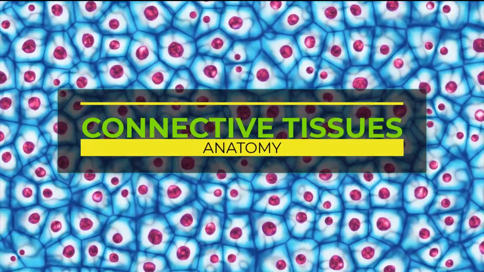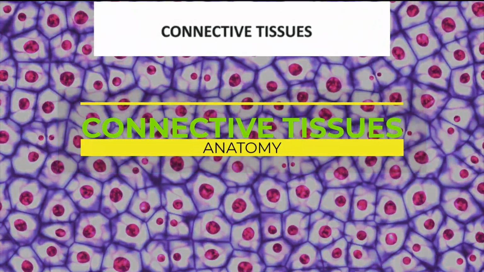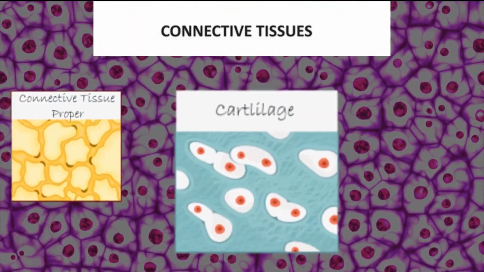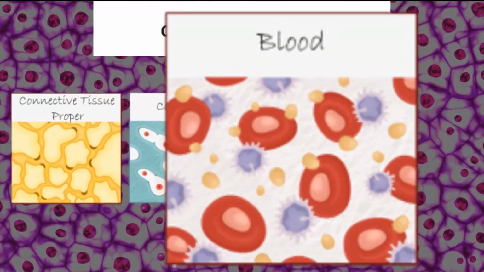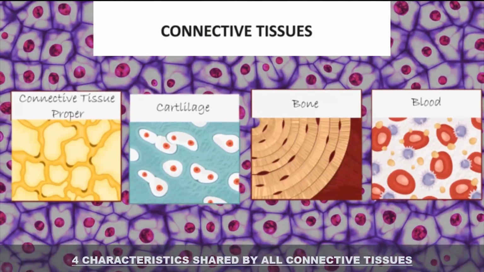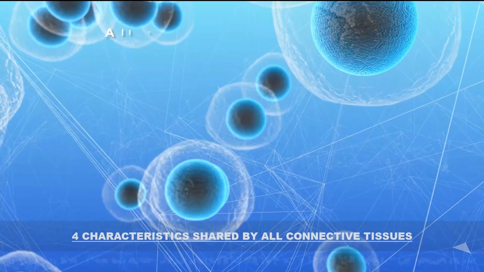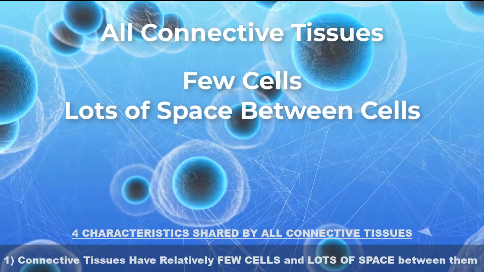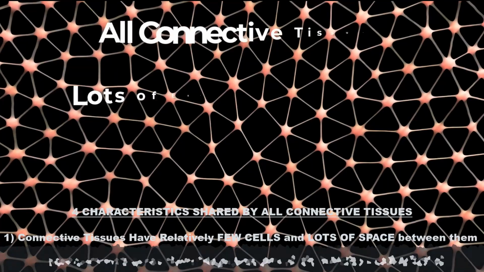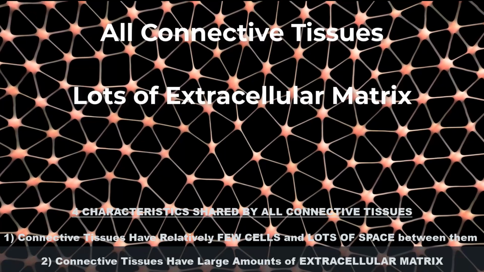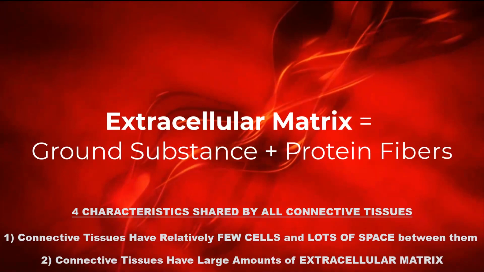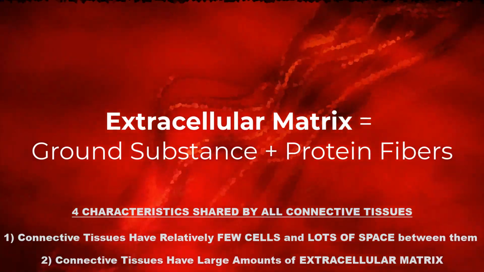Connective tissues. The four types of connective tissues include connective tissue proper, cartilage, bone, and blood. There are four characteristics that are shared by all of the different types of connective tissue. All connective tissue contains relatively few cells with large amounts of space between them. All connective tissue contains a large amount of extracellular matrix. Extracellular matrix is ground substance and protein fibers together.